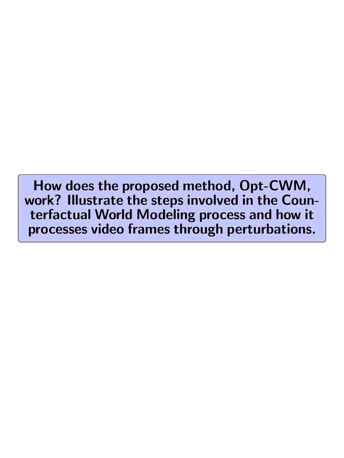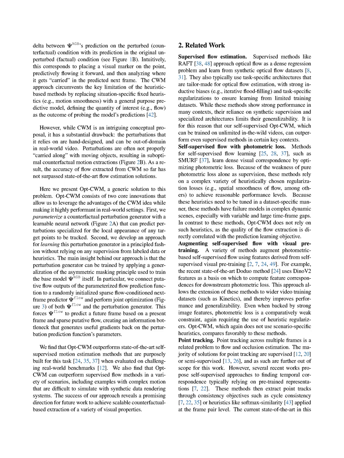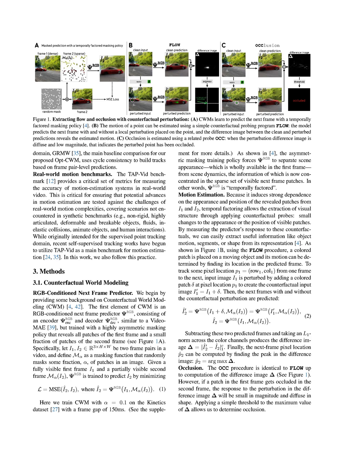How does the proposed method, Opt-CWM, work? Illustrate the steps involved in the counterfactual world modeling process and how it processes video frames through perturbations. The proposed method, Opt-CWM, operates through a process called Counterfactual World Modeling, CWM, which involves several key steps. First, it utilizes an RGB conditioned next frame predictor, denoted as Ψ_RGB, which is trained with a highly asymmetric masking policy to predict the next frame based on a visible first frame and a partially visible second frame.